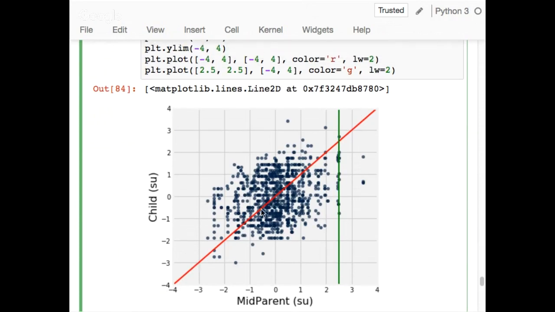In red, I've drawn a line with slope equal to 1. On this green line, I've just drawn a line at a particular x value that I want to predict. So here I want to predict what the child height should be if my mid-parent height in standard units is about 2.5. Look at these points here. Does this red line look like a good prediction line for my points? Probably not, right? Because if my parent's height is about 2.5 in standard units, I should predict my child's height is maybe 1-ish if I look at the average here. So it looks like this red line is not what I want.